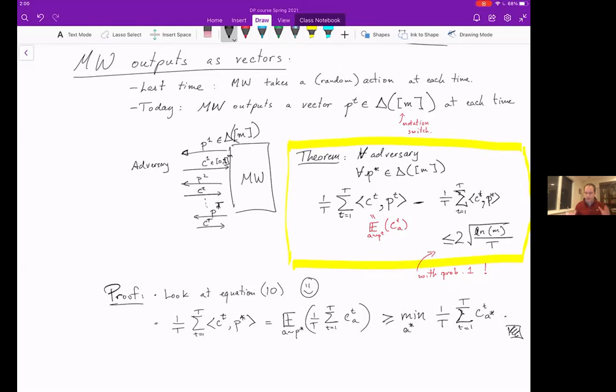But this vector perspective is going to be useful to us. Okay, so that's all we need to remember about the multiplicative weights algorithm. We don't really need to remember how it works, just that it has this very powerful guarantee, and that's what we're going to use. And so after the break, we'll come back to differential privacy and start looking at the query release problem.